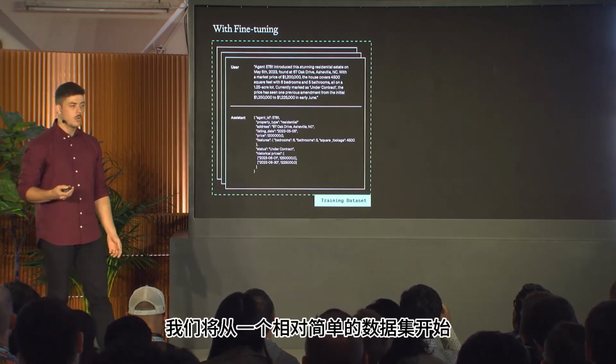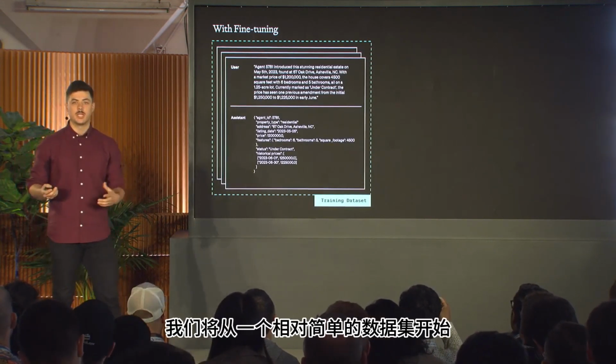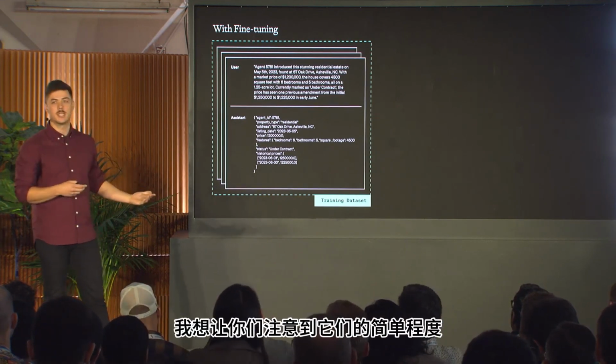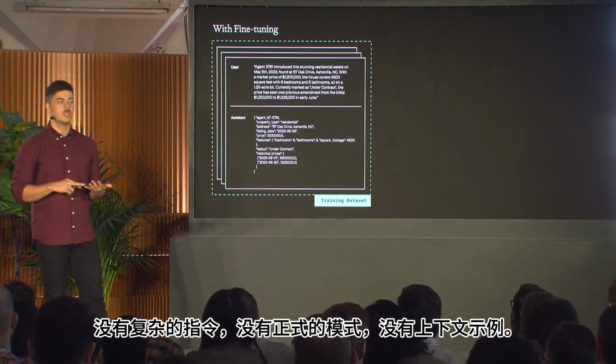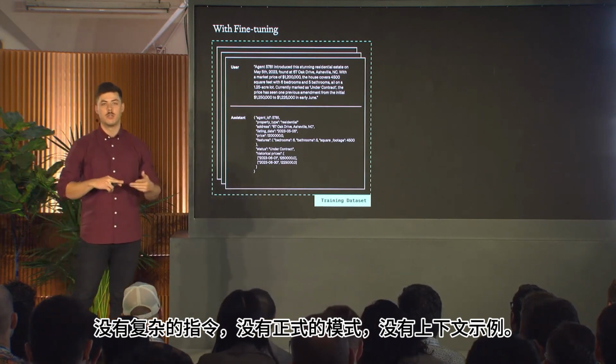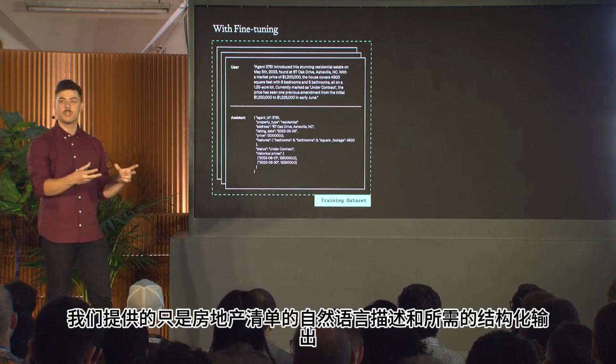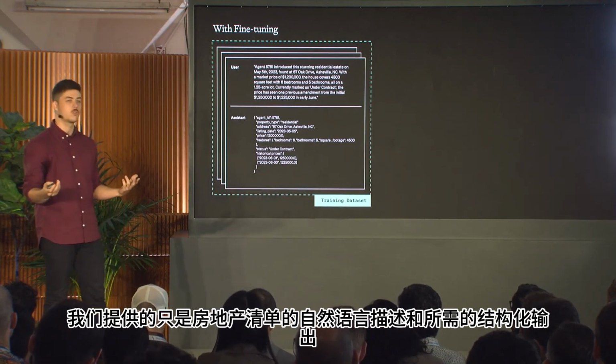So with fine-tuning, we're going to start with a relatively simple data set, right? Here we have examples, and I want you to notice the simplicity of these examples. There's no complex instructions. There's no formal schema. There's no in-context examples. All we're giving are natural language descriptions of the real estate listing and then the desired structured output.